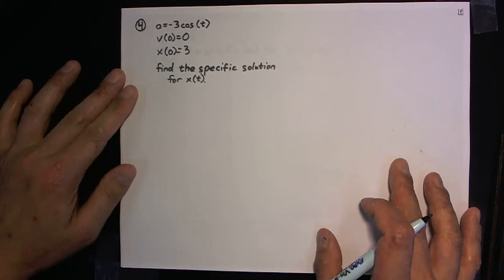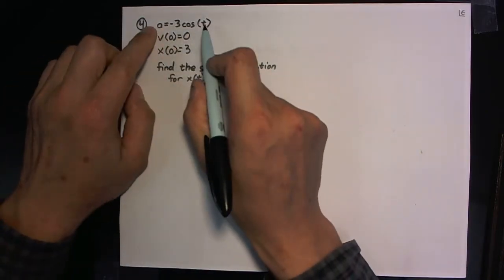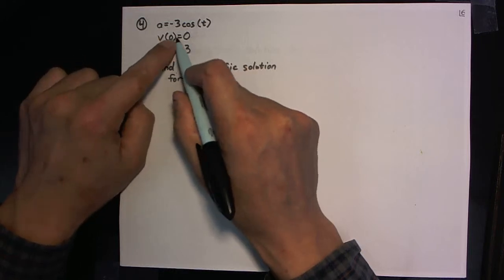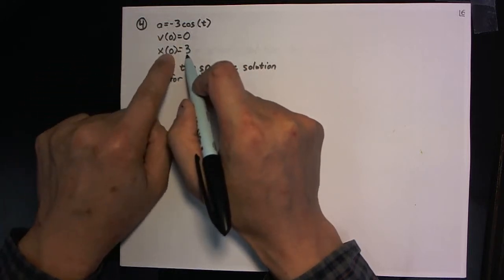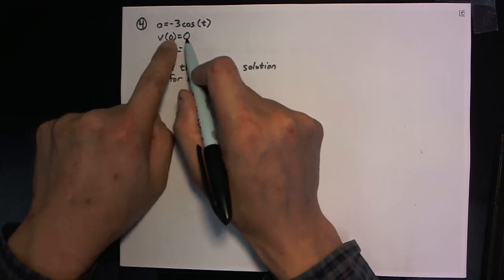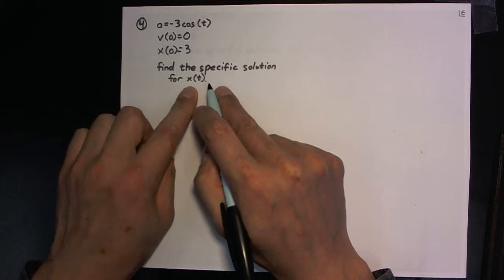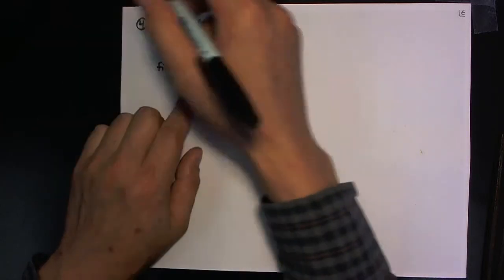All right, let's take a look at this problem. We're given acceleration as a function of time, a known time and velocity, as well as a known time and position. This is a little unusual, and it's asked us to find the specific solution for x as a function of t.